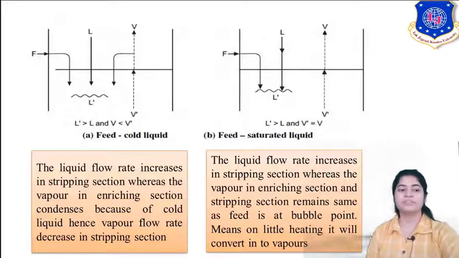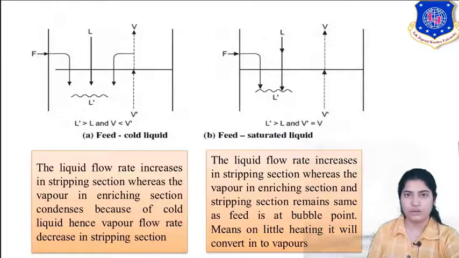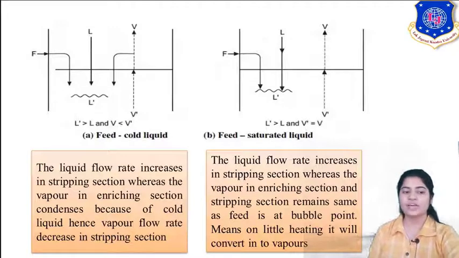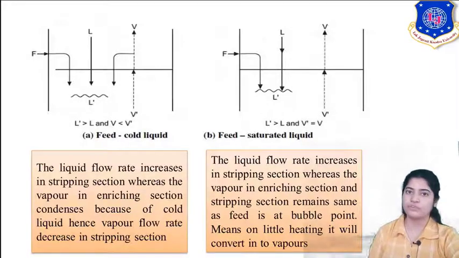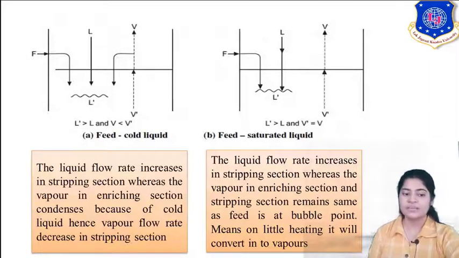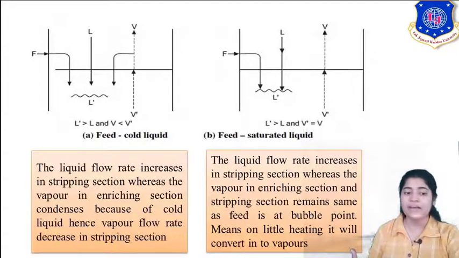Hence you can say that three streams are responsible for liquid flow rate into the stripping section. One is your original feed, second is your L, the liquid in the enriching section. Third is the liquid coming from the condensation of vapor. So you can say that the liquid flow rate in the stripping section is more than the liquid flow rate in the enriching section. Similarly for vapor. V bar is the vapor flow rate in the stripping section. But a part of vapors is condensed back, hence the vapors in the enriching section would be less. Thus we get V is less than V bar.